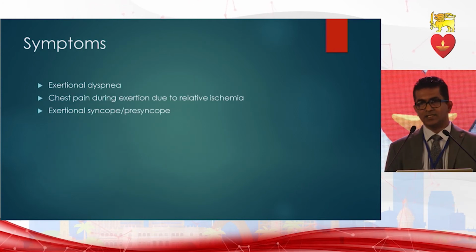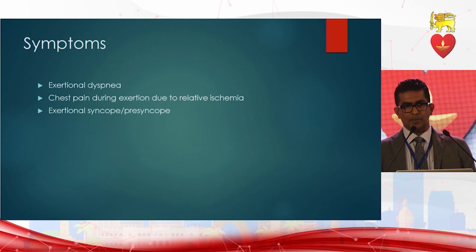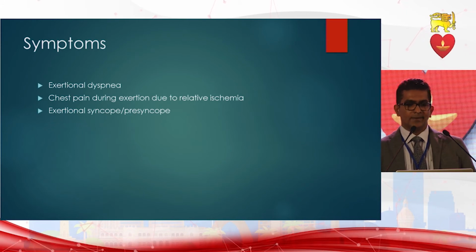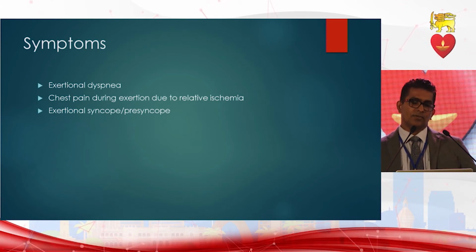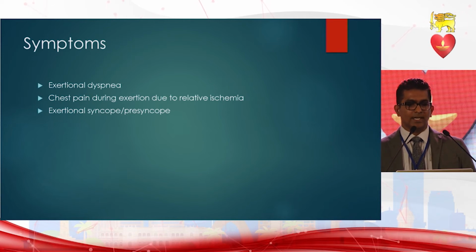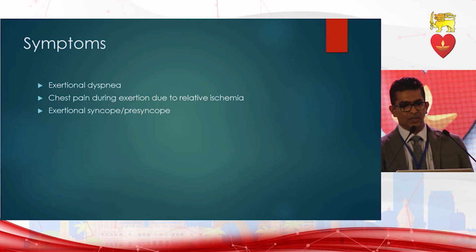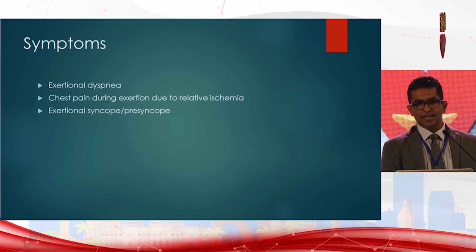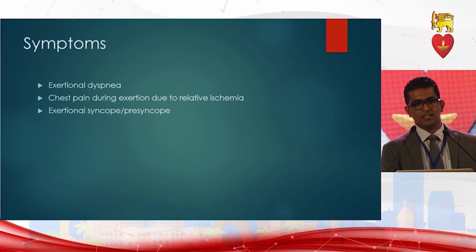The ECG changes are usually the features of LV hypertrophy. There are Q waves in the anterior leads. Sometimes there are features of left atrial enlargement. You can see lead 2 and V1 to diagnose left atrial enlargement, and then some people have atrial fibrillation. So their symptoms are as usual, like diastolic dysfunction, exertional dyspnea.